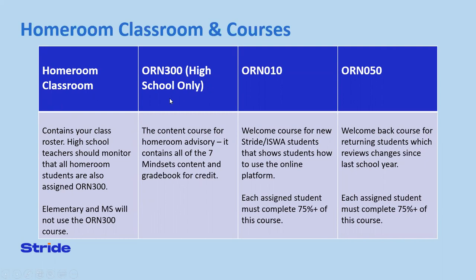High school homeroom teachers will also see ORN 300, which is a course. So in addition to the homeroom classroom, high school homeroom teachers will also see ORN 300 assigned to them. And this is the content course that students complete for the homeroom advisory credit. This is the course that will contain all of the 7 Mindsets lessons and the grade book for the homeroom credit. If you are a high school homeroom teacher, you can review your list of students that are placed in your homeroom, and I'll show you how to do that in a moment.